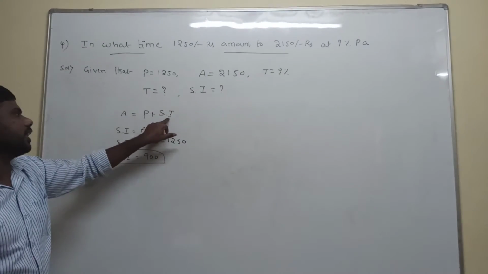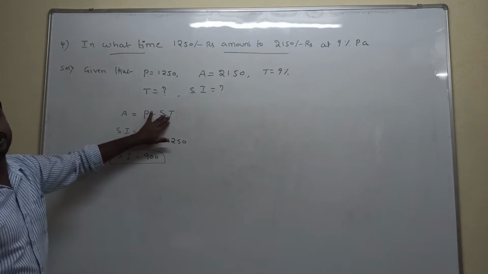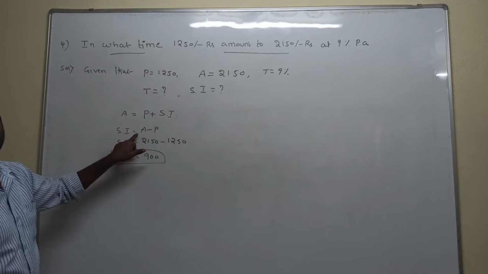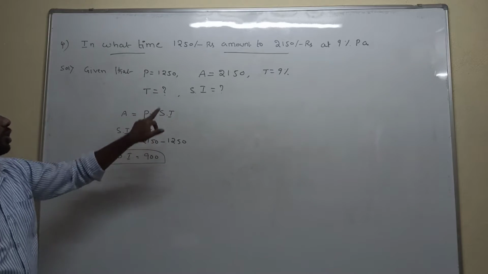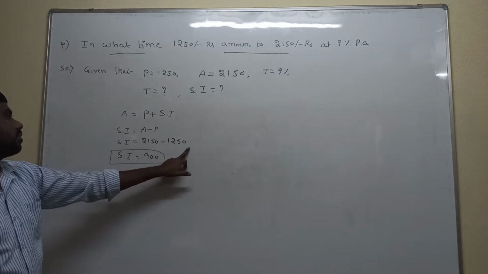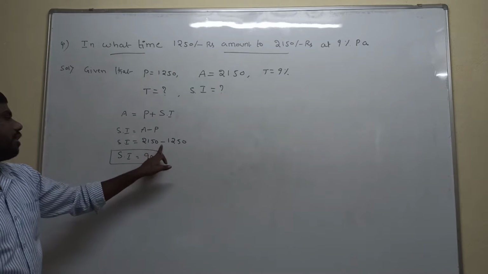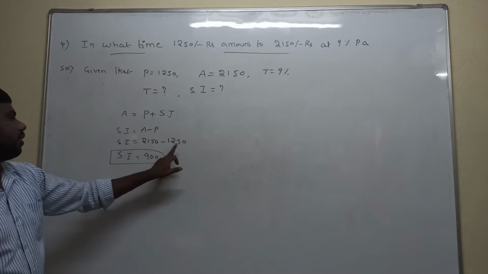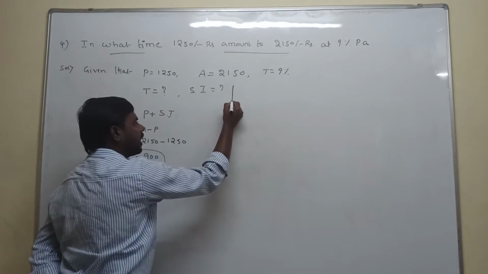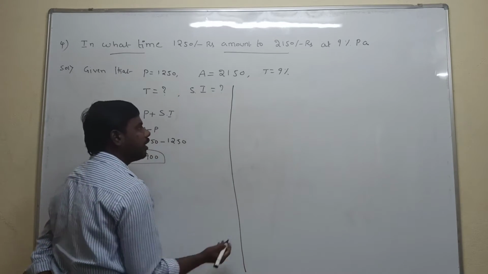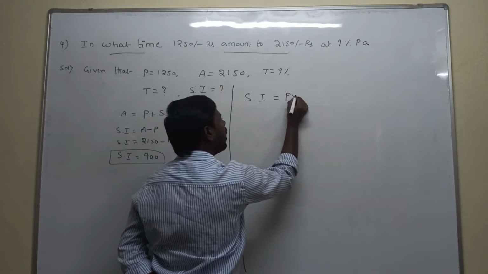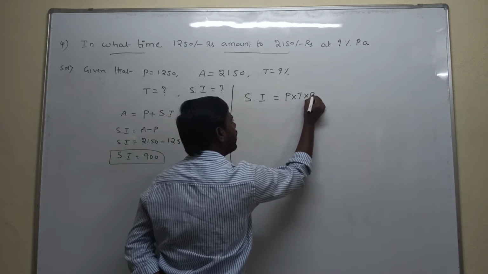So simple interest put as it is, plus we take it from RHS to LHS. Simple interest is equal to A minus P. Substitute the A and P values: A value is 2150 minus principal amount 1250 rupees. 2150 minus 1250, that value is 900. Next we need to calculate time. How to calculate time? Now we apply the simple interest formula. What is the simple interest formula? PTR by 100.